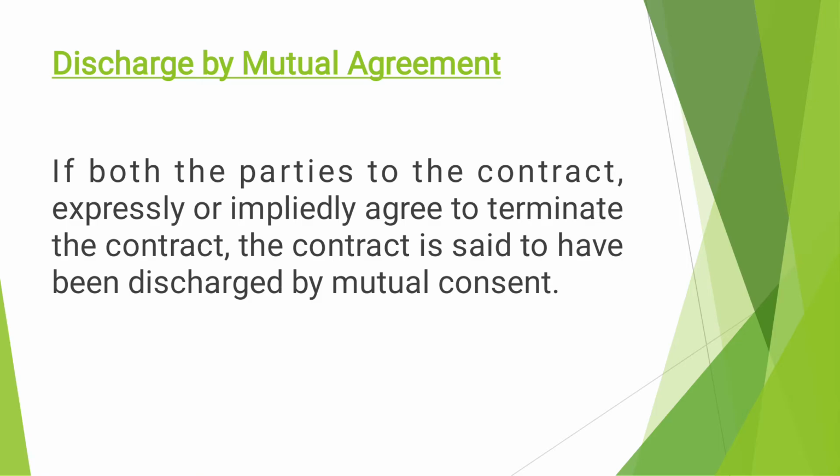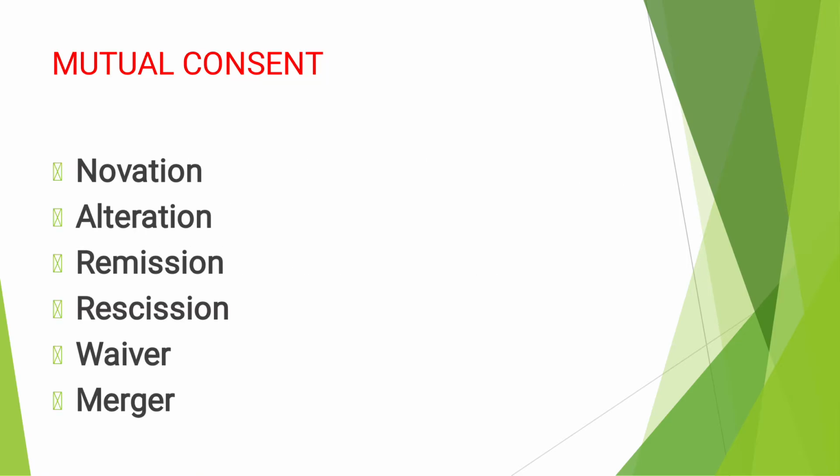The word mutual refers to the parties deliberately agreeing upon the terms and conditions. If both the parties agree on their conditions and bring the contract to an end, then it is called discharge of contract by mutual agreement. The mutual consent may be in the form of novation, alteration, remission, rescission, waiver, and merger.